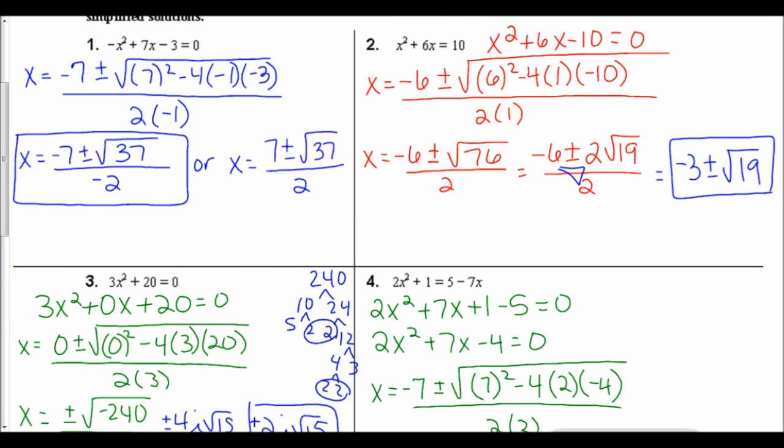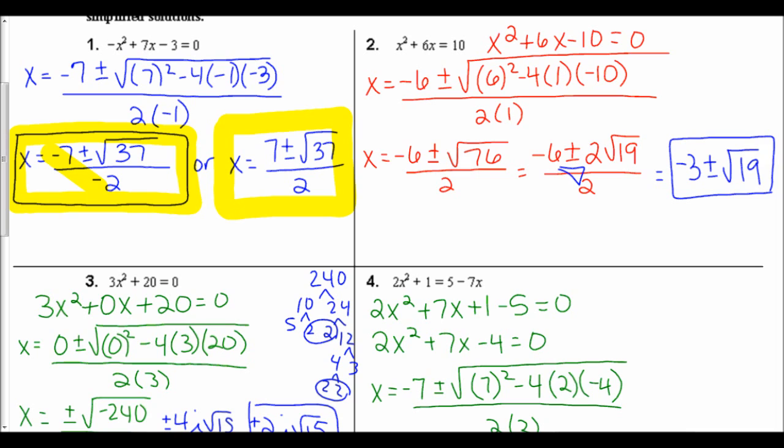In number 1, when we plug into the quadratic formula, we wind up with this solution here, where x is equal to -7 plus or minus the square root of 37 all over -2. If this were given in a multiple choice format, these 2 negatives that are out in front here would probably be reduced to give us the second answer of x is 7 plus or minus the square root of 37 all over 2.